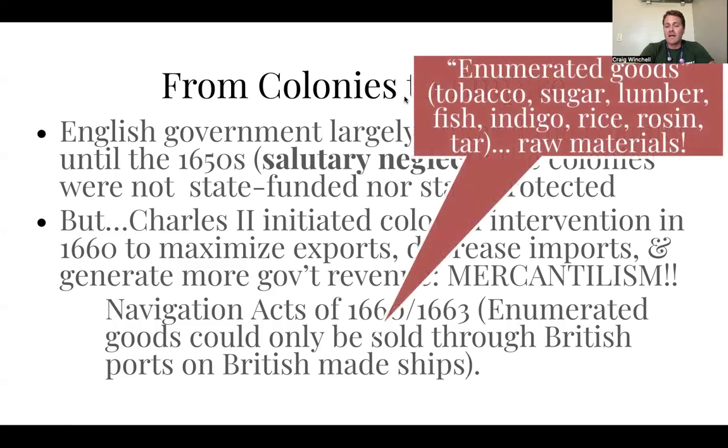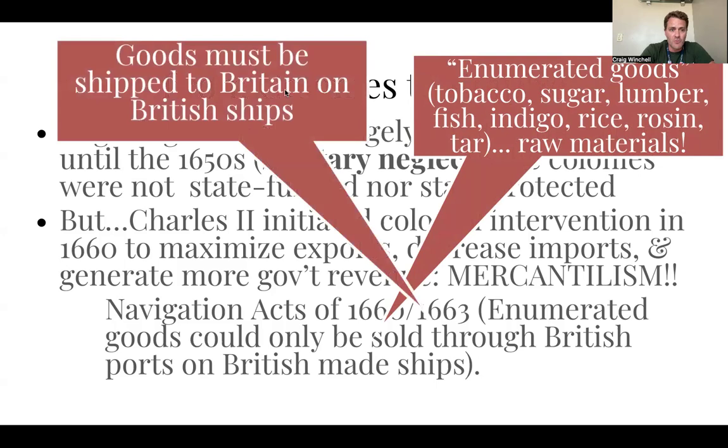All right, so any enumerated good, that's like a raw material, tobacco, sugar, lumber, fish, indigo, rice, tar, any raw material has to go to and through England, and has to be shipped to Britain on British ships. Now, what this does do, partially, is allow the colonists to engage in shipbuilding because they're British colonies. So if they build ships, they are generally speaking British ships. And it is going to provide some markets for colonial goods. But it's important to recognize this is the first real restriction on what the colonists do in their colonial life.